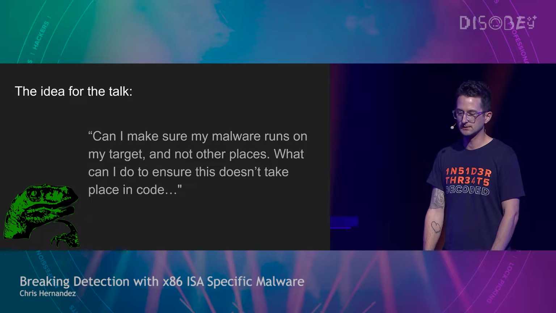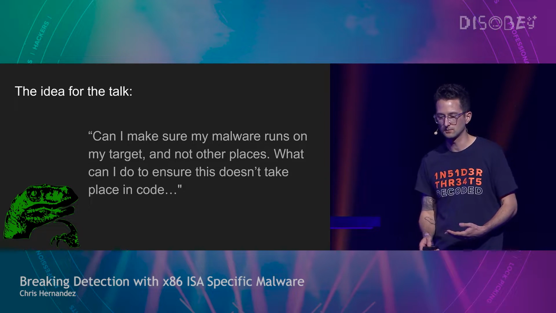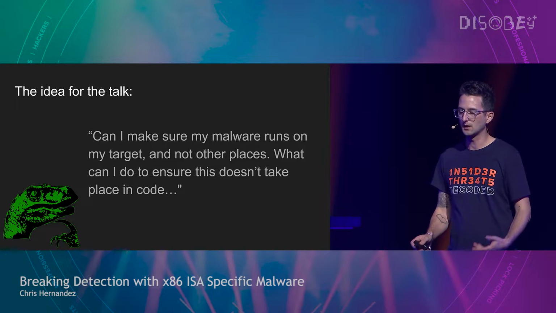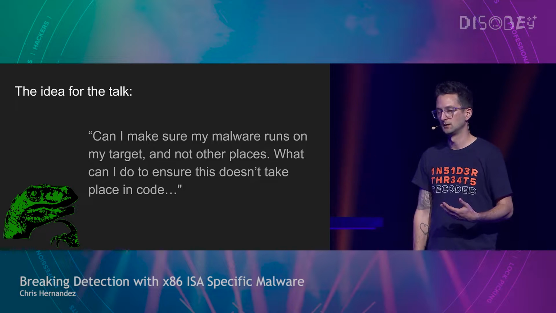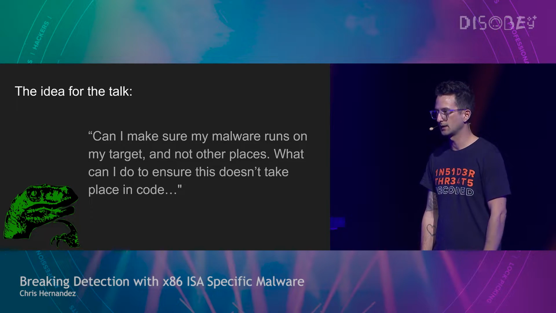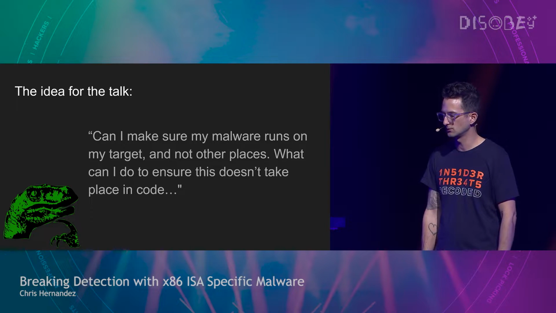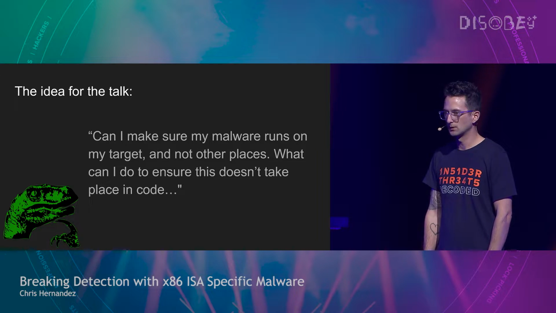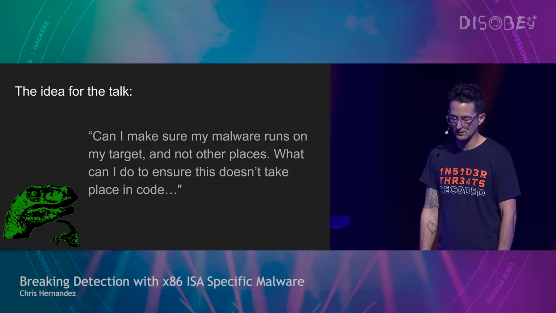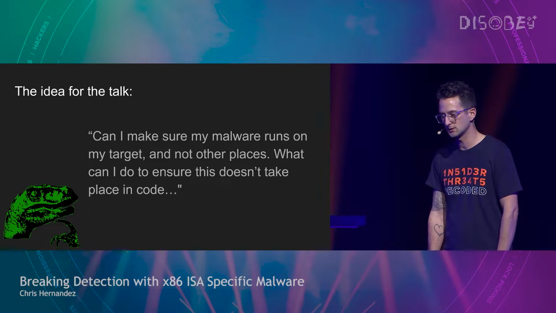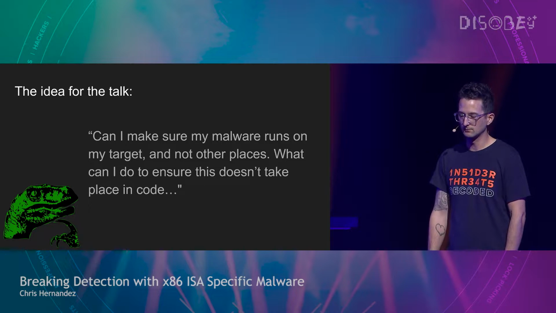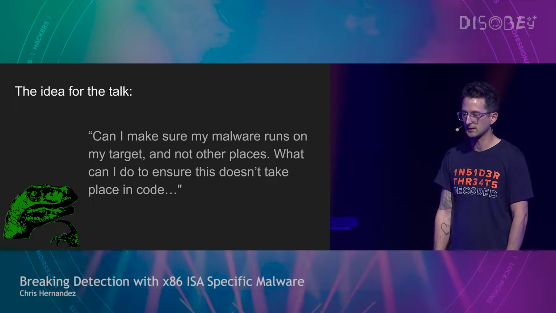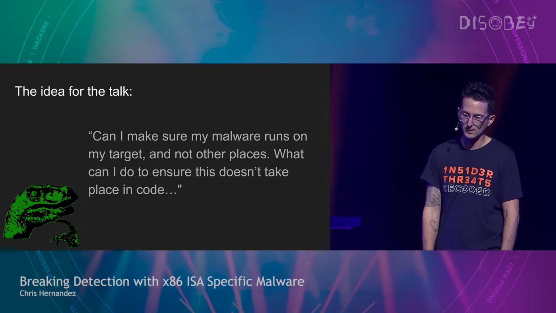So the genesis for this idea was really I wanted to ask the question, can I make sure that my malware or my agent runs on my target and not other places to the best that I can control? And what can I do to ensure that this doesn't take place in code? Because if your malware sample gets caught by any sort of detective capability, eventually it's going to get to a reverse engineer, and really no malware can sustain the work of a group of trained reverse engineers for long enough. But as somebody who does adversary emulation, my job is to make their job as hard as possible so that I can persist and have access as long as possible in order to achieve my objectives.